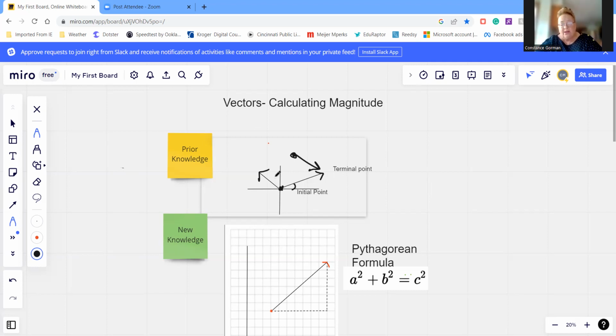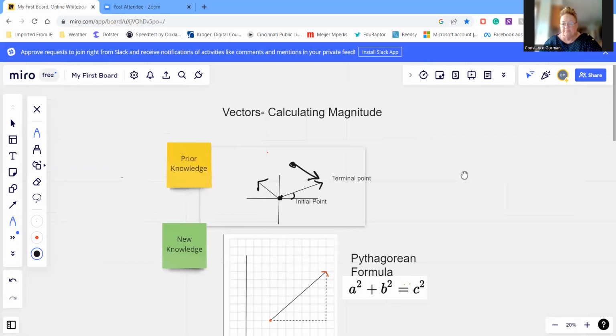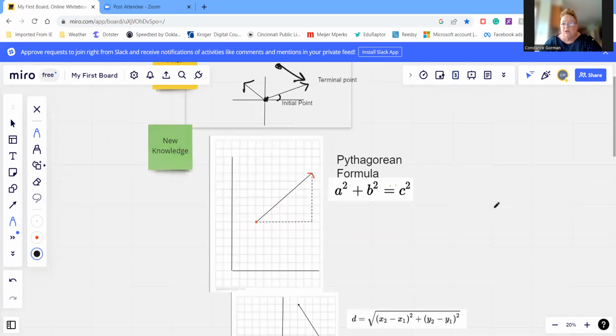Now we're going to move on to determine how we can calculate magnitude. So we can do this by using math. There are actually two ways that we can calculate it. We can use the Pythagorean theorem. Many of you are familiar with it. You've been doing that probably since grade school. So here's the Pythagorean theorem formula: A squared plus B squared equals C squared.